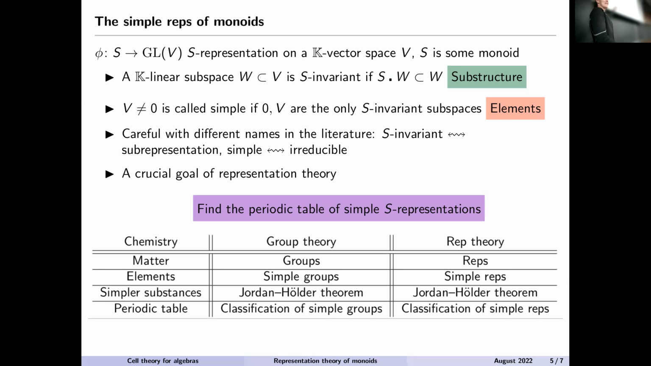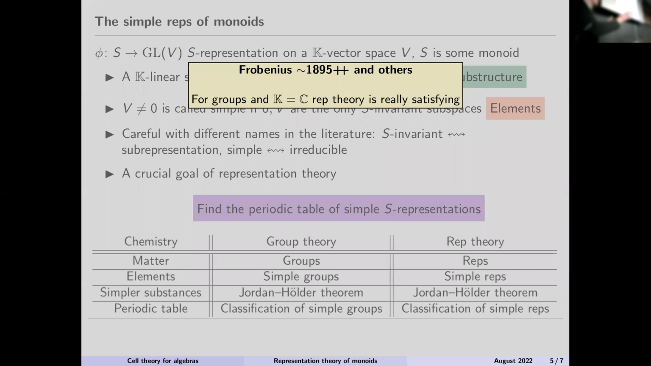Jordan-Hurley is something like simpler something. So I'm not a chemist, I guess. Okay, so what I'm going to tell you is doing nothing more than classifying simple representations, which is kind of the easiest first question you should ask as a representation theorist. It's more sophisticated information. I'll comment on that.